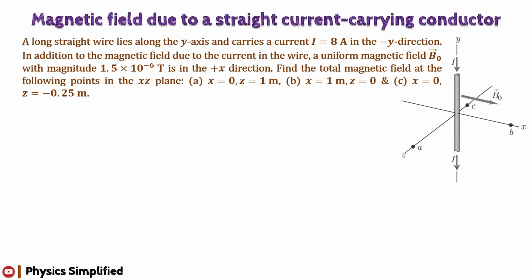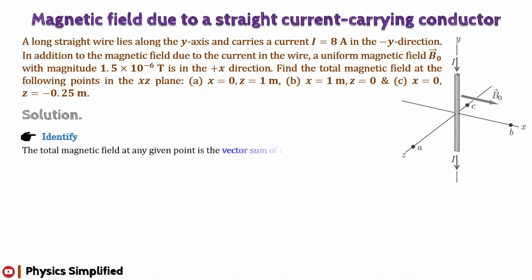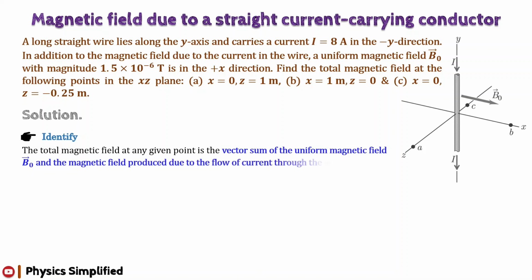We need to find the total magnetic field at the given points, where all the points lie on the xz plane. Let us now identify the concept we need to solve this problem. We know that whenever current flows through a given wire or a conductor, a magnetic field develops around it. So, the total magnetic field at any of the given points will be the vector sum of the applied uniform magnetic field, vector B0, and the magnetic field due to the flow of the steady current through the straight wire.